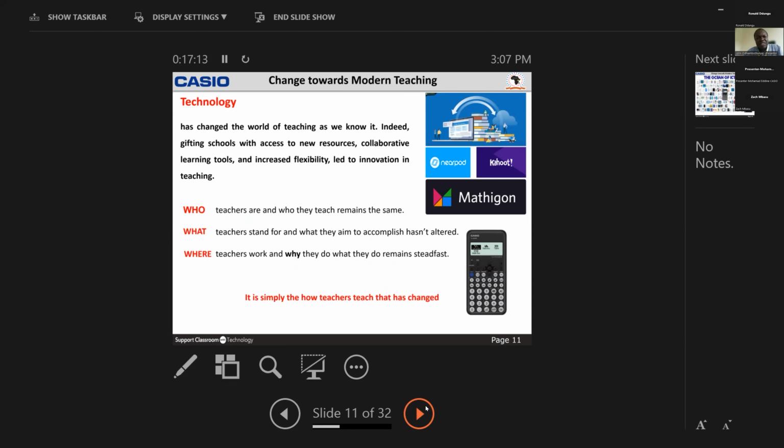So we could be asking ourselves who teachers are, and who they teach remains the same. What teachers stand for and what they aim to accomplish hasn't altered. Where teachers work and what they do also remains the same. But we want to inject more into it to make it better by using a technology that we'll focus on in a short while.